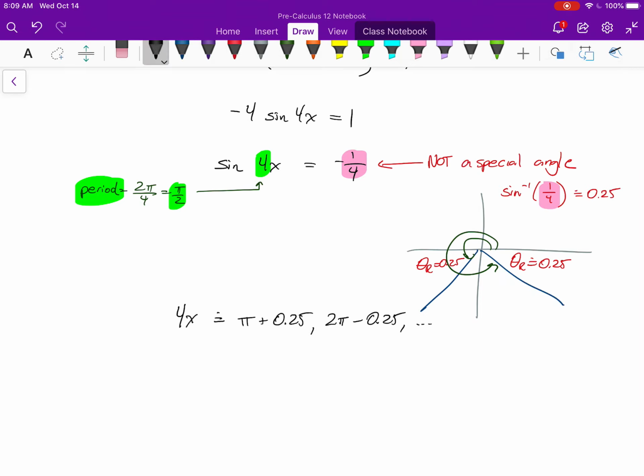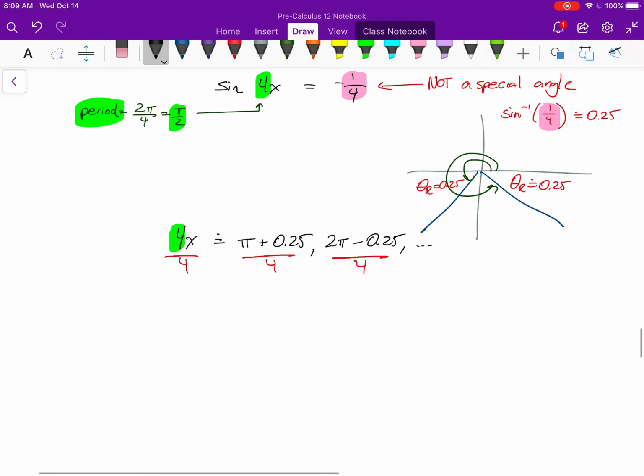So what I want to do now is solve for x, not 4x, which is not a big deal. I want to divide everything by 4. Again, I can use a calculator. So if I divide everything by 4, I get x approximately equals pi plus 0.25 divided by 4, which is about 0.85. Again, these are all rounded because those reference angles are decimal approximations. My second solution, 2 pi minus 0.25 divided by 4, is about 1.51. And then I'm going to put a comma, dot, dot, dot, because this keeps going.